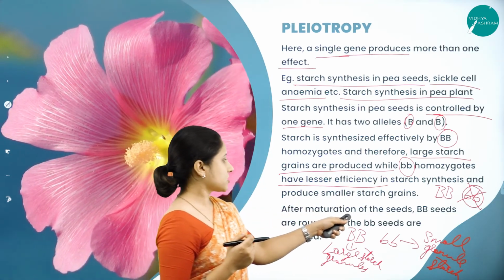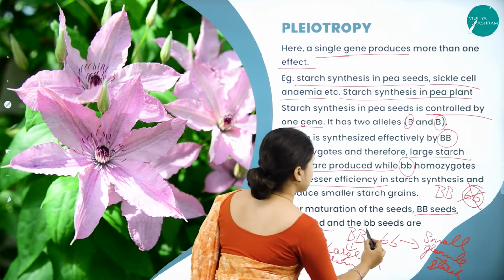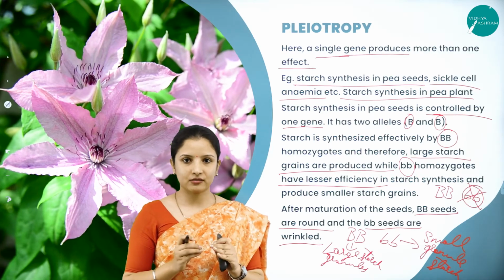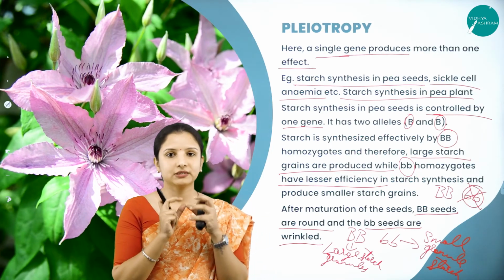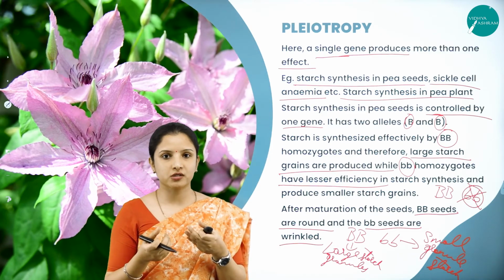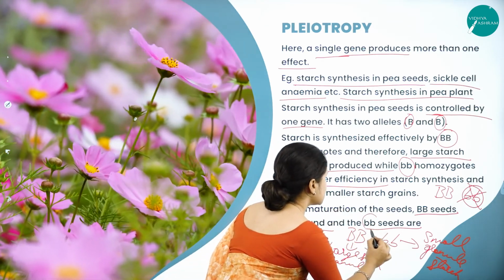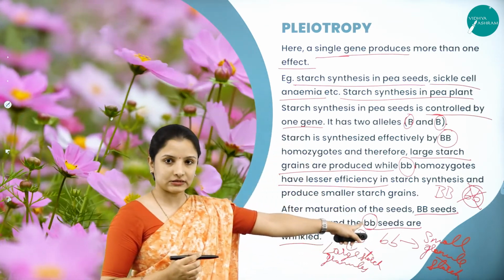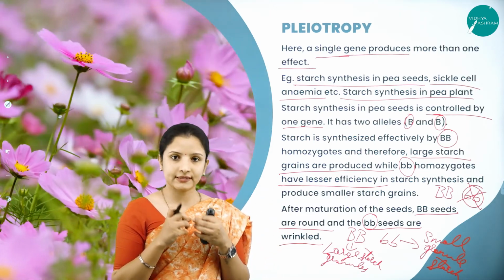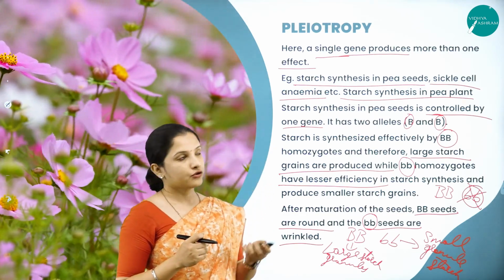So after maturation of the seeds, the BB seeds are round and the bb seeds will be wrinkled. This is what happens here. Why is the BB seed round? Because it is filled with starch. That is why it is round, because it is getting proper nutrition, right? Why is the bb seed small? The seeds having the recessive allele will be wrinkled. Why? Because less starch is produced. They will have less nutrition. That is nothing but pleiotropy.